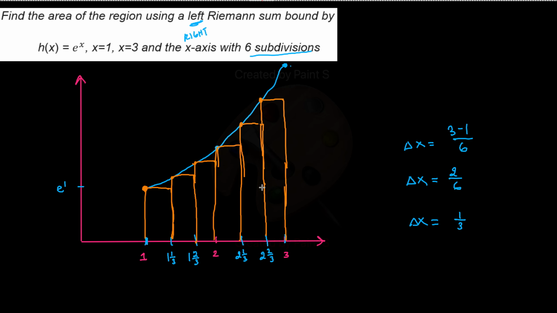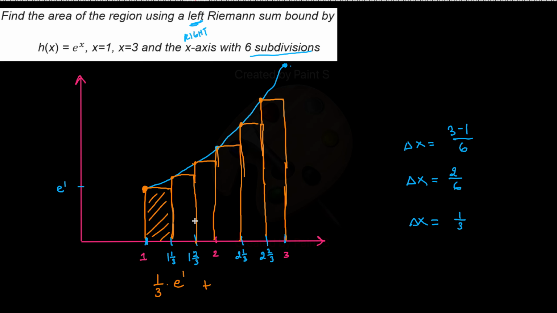And I'm summing along each one of them. So what's the width? Well, what's the height? The height of this one is e to the 1. So this area is 1/3 times e to the 1. That's the area of this first rectangle.